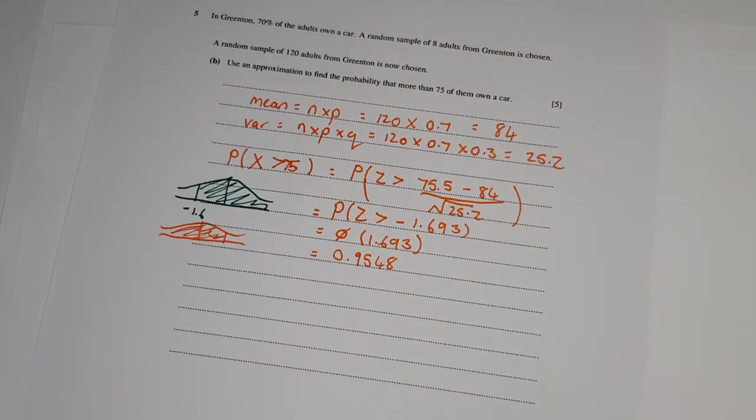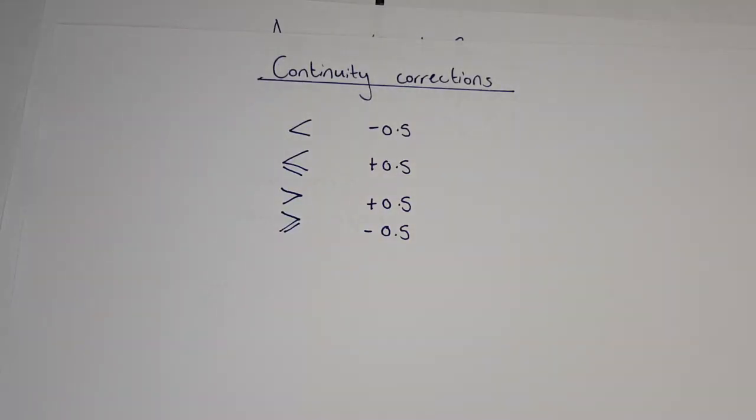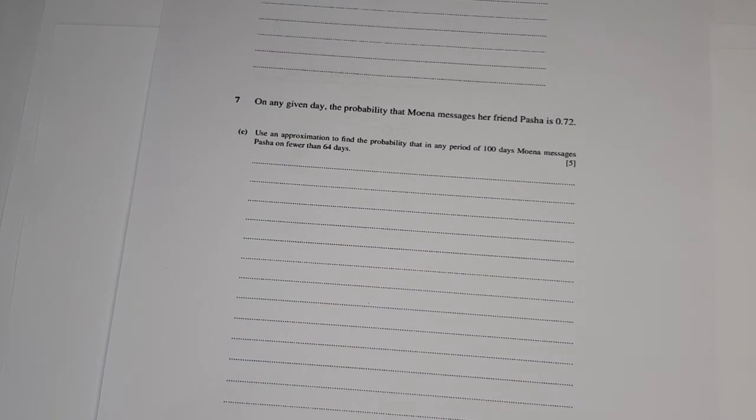Okay, so that is how we solve for an approximation. And if I look at just 2 more examples. So over here, I've got the probability that Moena messages her friend is 0.72. Using an approximation, find the probability that in any period of 100 days, she messages on fewer than 64 days.